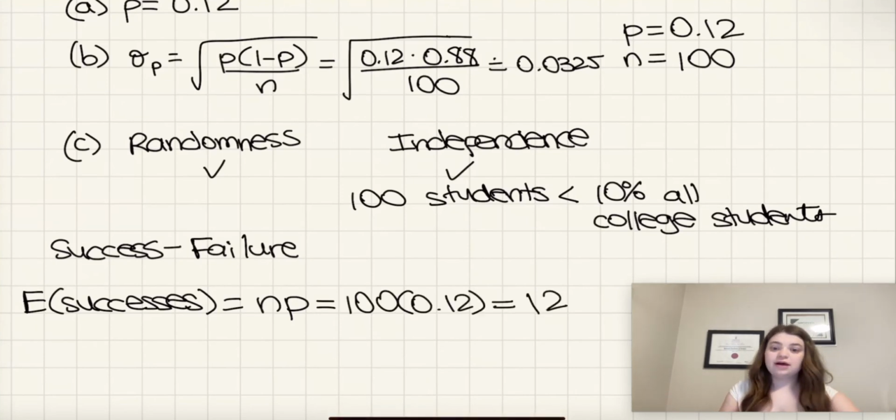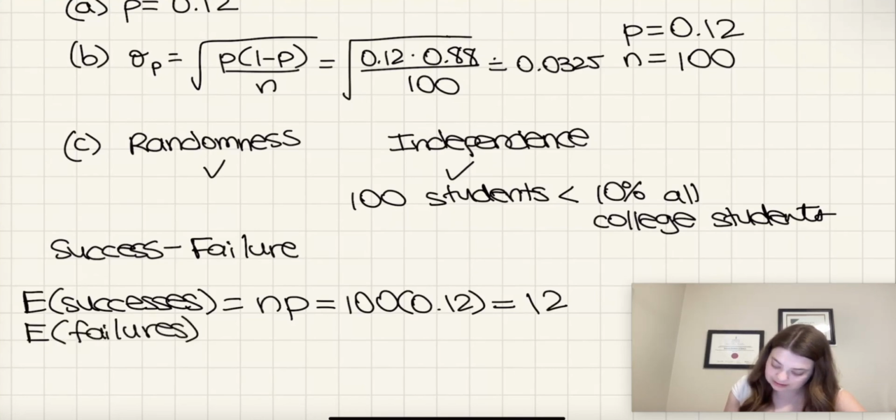So therefore, out of the 100, we're expecting 12 students to be successes, right? We're expecting out of the 100 that approximately 12 students will prefer studying early in the morning. Okay, what about the expected value of failures?